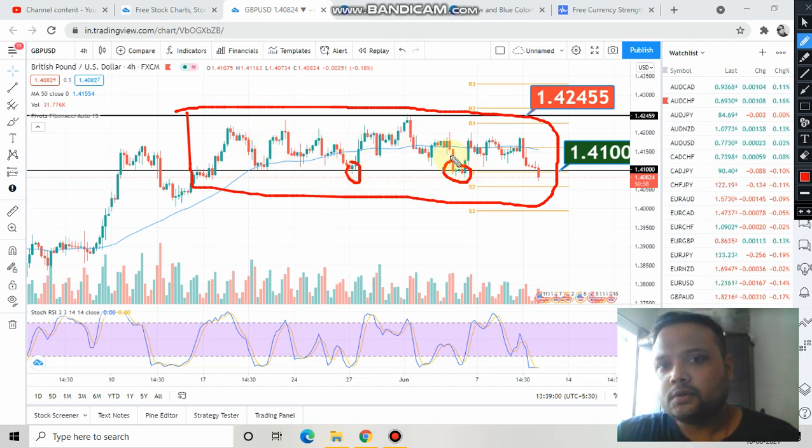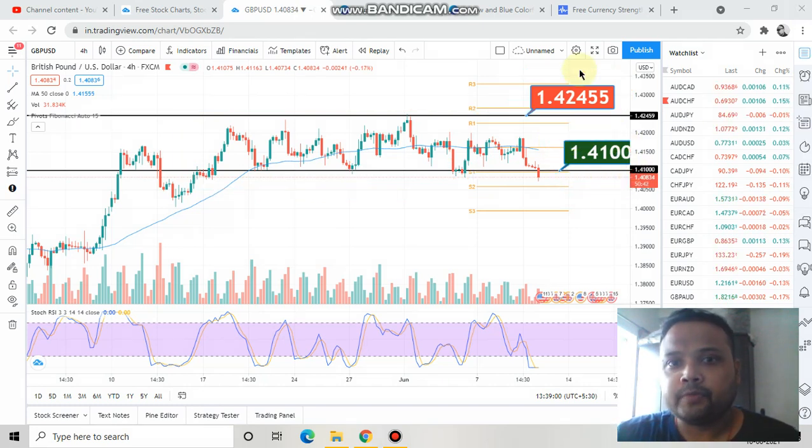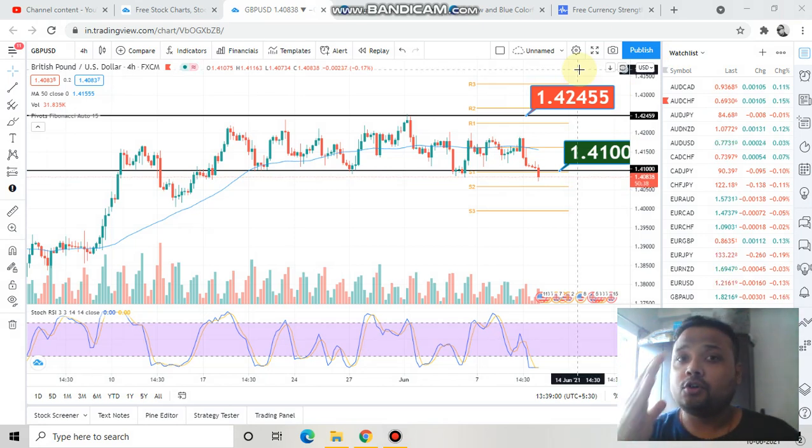So we have got two levels in this market right now. 1.4245 on the upside, which is acting as a resistance, and on the downside we have 1.4100 as a support. Just a few seconds ago I said that in an uptrend market we should always look for buying opportunities. But if we look at the present trend of GBP USD, then we can easily see that it's sideways.